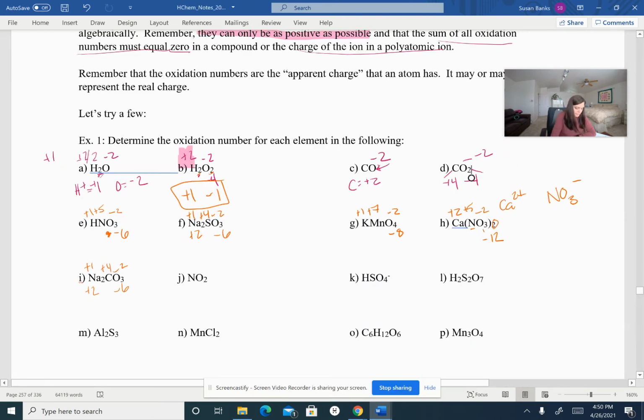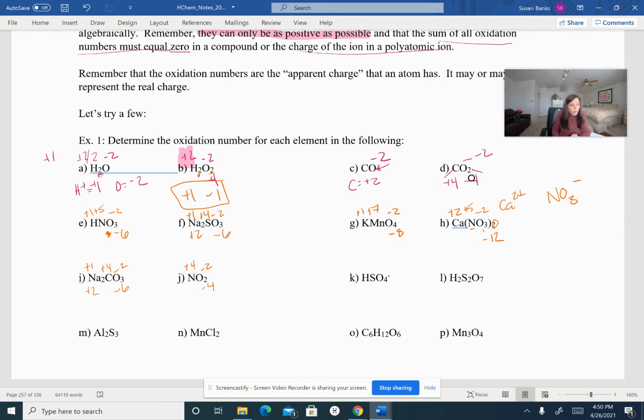All right, nitrogen dioxide. We've got -2 for the oxygen. So that gives us a -4. So that means the nitrogen has to be a +4. Okay, how are you doing so far?